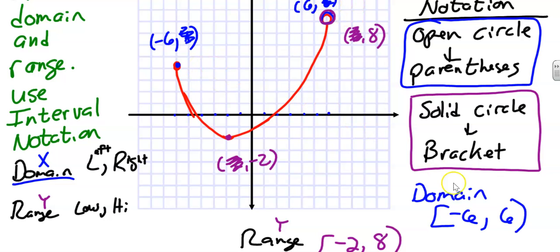When we're talking about domain on this one, again, we're looking at the blue numbers, so we're only looking at the x values. When we talk about range, you're only talking about the y values.